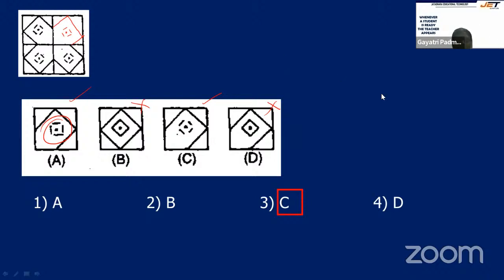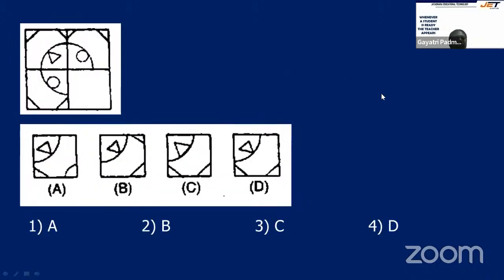All right, now let's move on to the next question. We have the circle inside that small circle, right? And at this side, you have the triangle attached, right? So is it option A, B, C, or D?